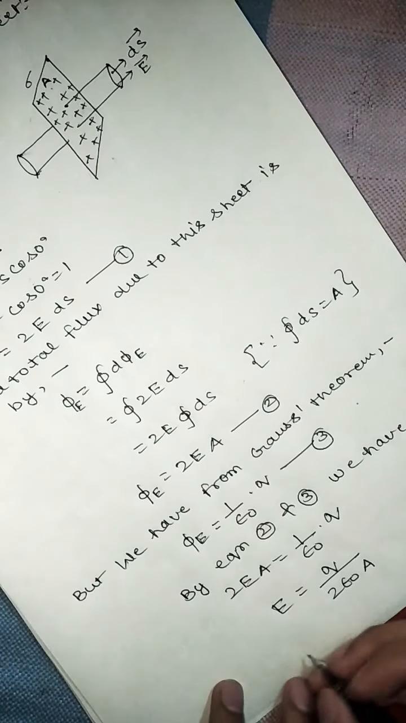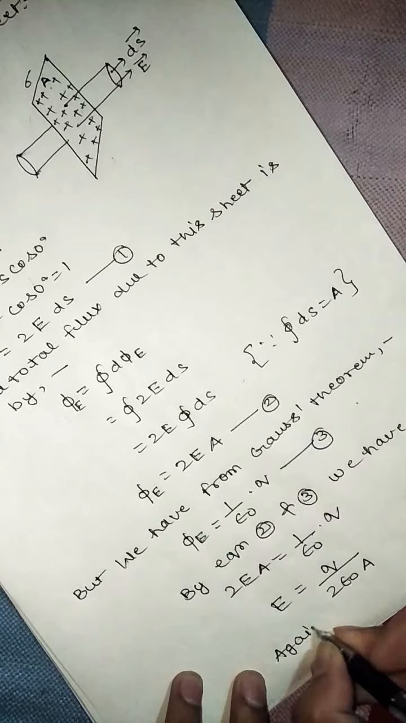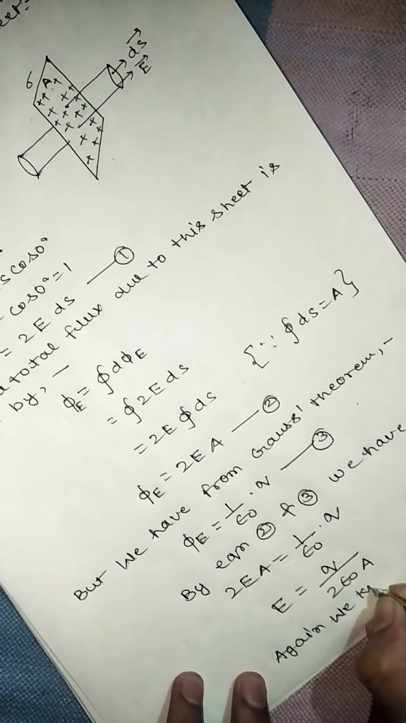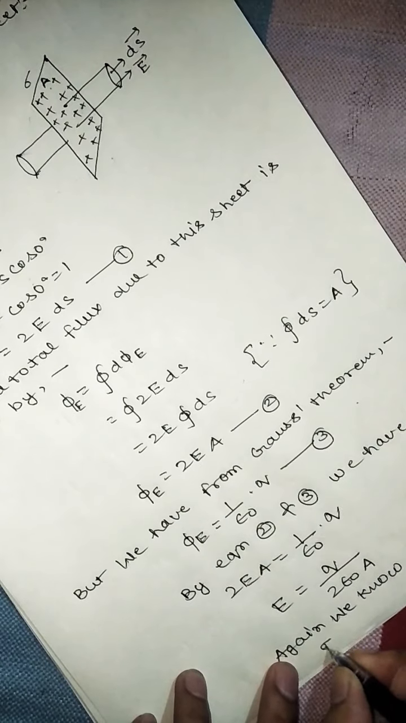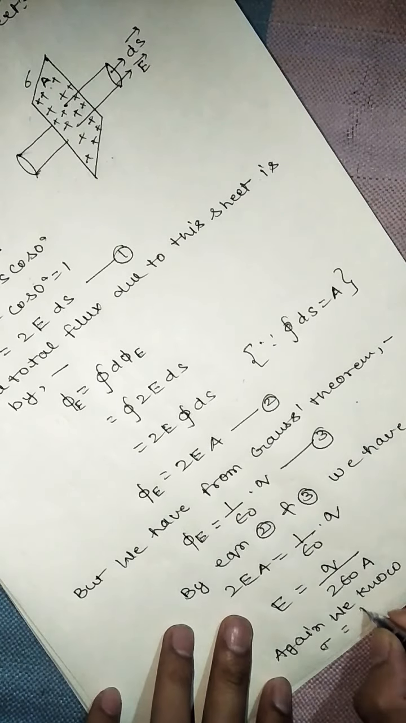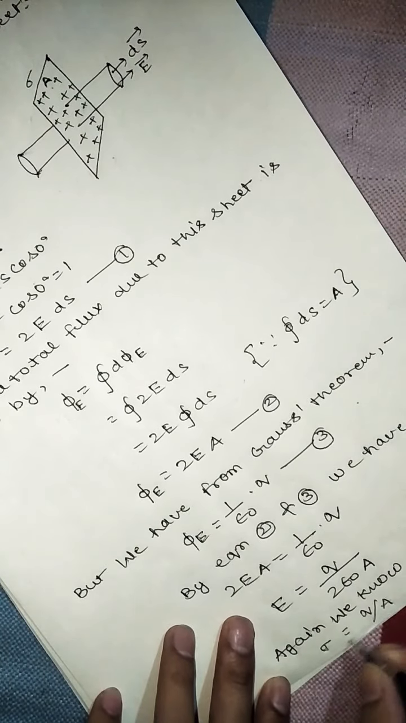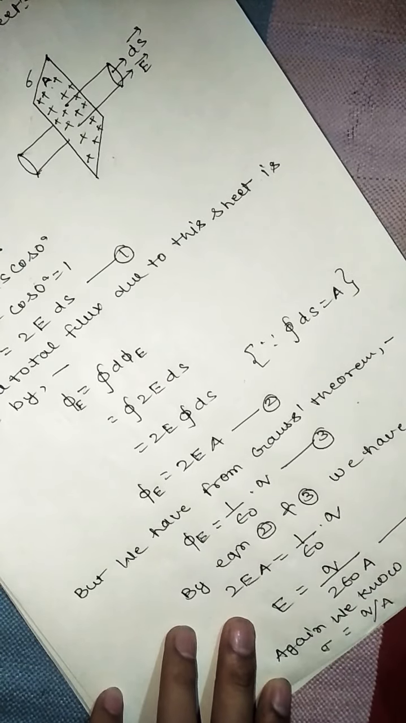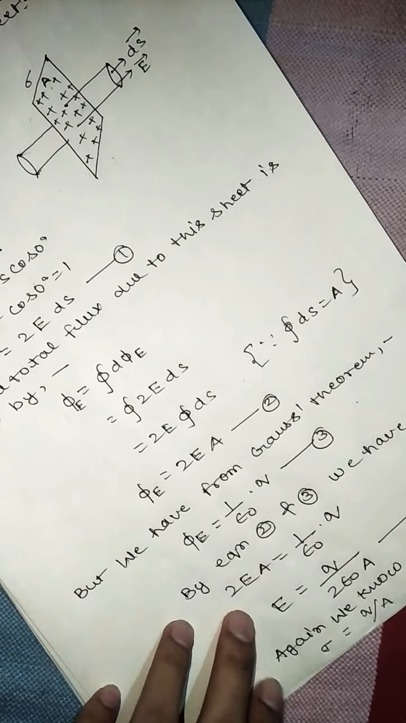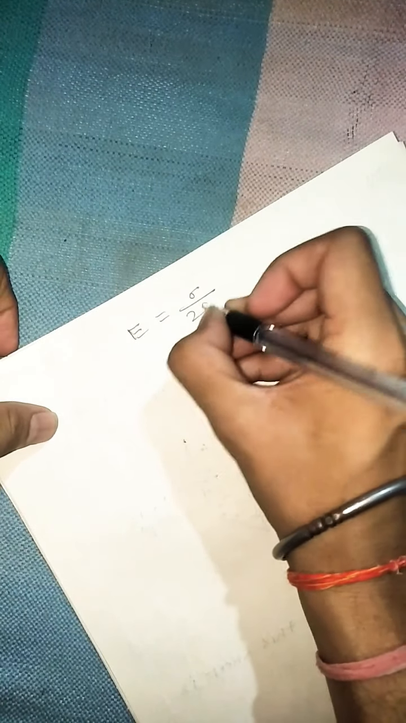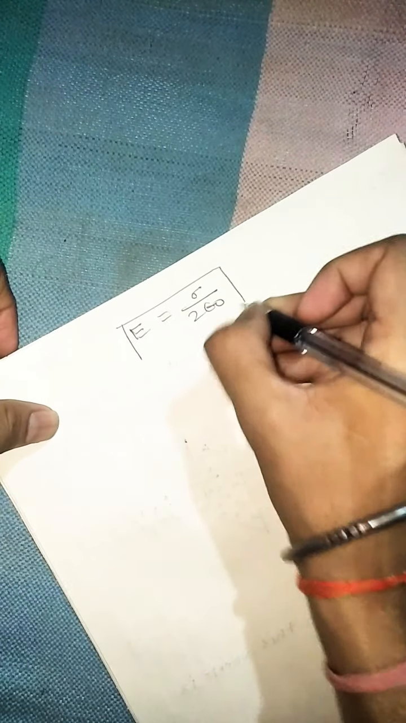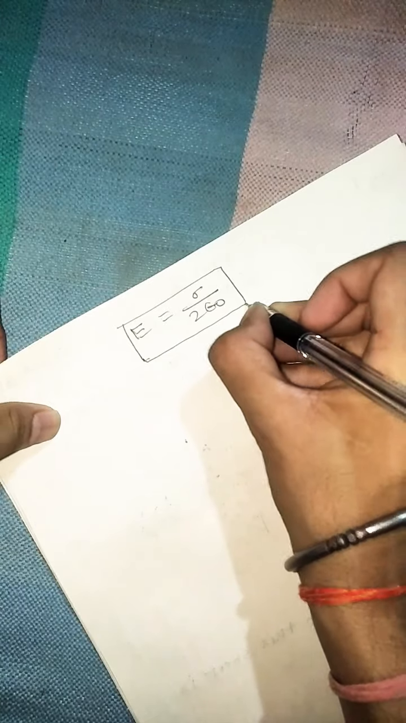Again, we know that sigma is equal to Q by A. We are putting this value in equation number 4. Then we are getting E is equal to sigma upon 2 epsilon naught. This is the electric field intensity due to an infinite plane sheet.